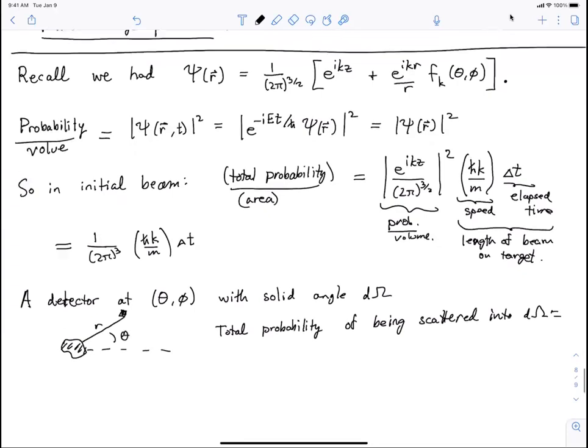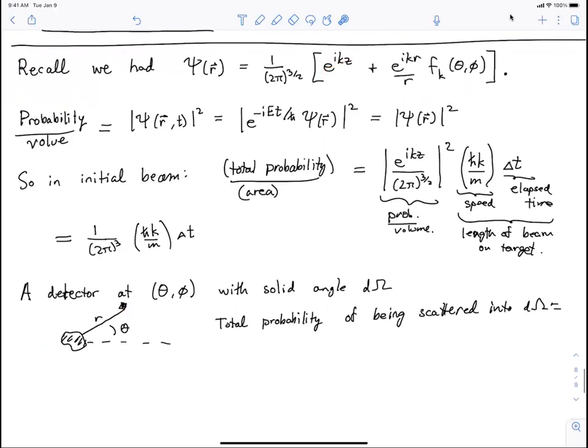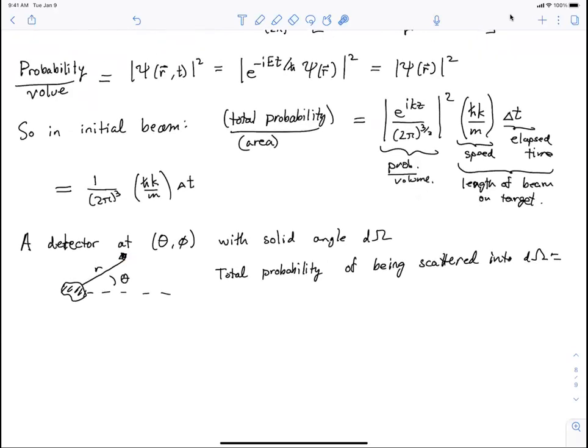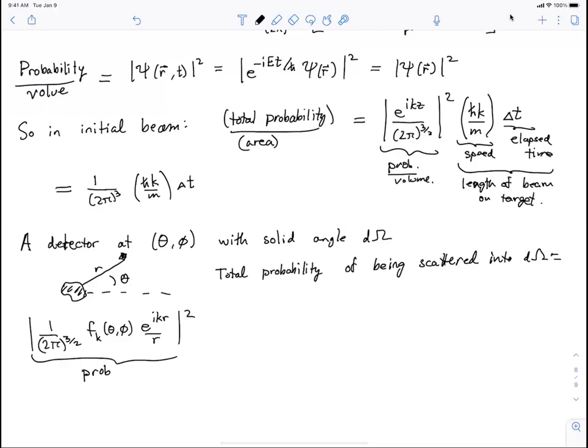okay, so let's write that out. So when we do this, now we're going to ignore the beam because we're assuming we're going to be really far away and the beam is just this small thing here. So we're just going to ignore this part and only worry about this part. Okay, so then we're going to square that wave function. So this is the square of our 2 pi to the 3 halves factor. Our mysterious f sub k that we don't know what it is yet. And then we have our e to the i kr over r. Okay, so that is our probability per unit volume in the scattered wave.